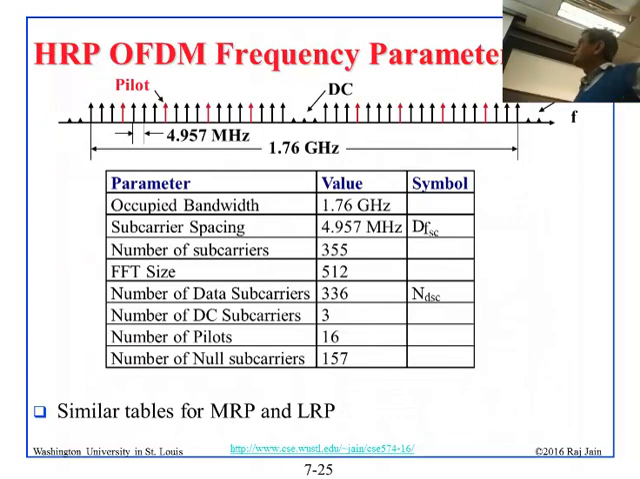So what you first decide is how much bandwidth you can get. We get a total of 1.76 gigahertz from here to there. Then the question is how many subcarriers we will have. In this case, we decided that the spacing is 4.957 megahertz. All right, so that is the subcarrier spacing. That will give you how many subcarriers you will have. So with 1.76 gigahertz divided by 4.957 megahertz, you will get about 355.